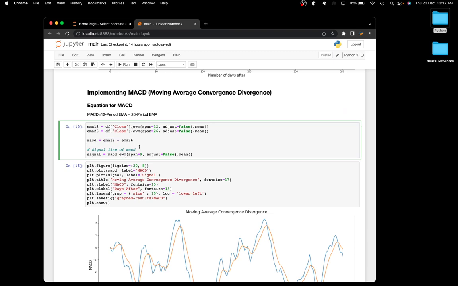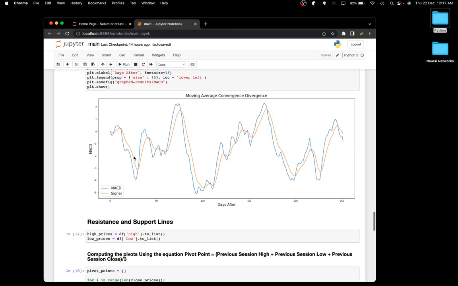The next thing that you do is you create a signal line, and really what that is, you take the exponential moving average of the MACD that you obtained over a period of 9 days, and what you get is this. Now again, let me kind of interpret this graph for you.